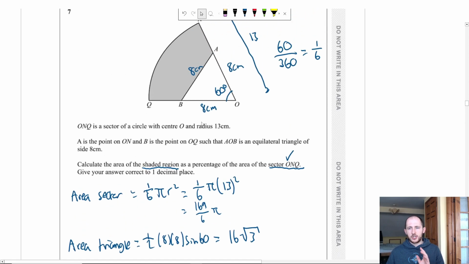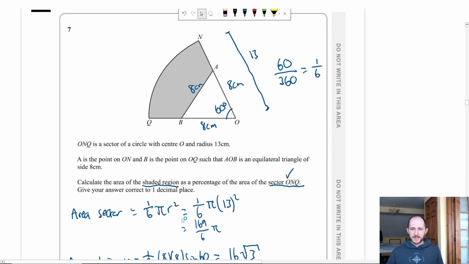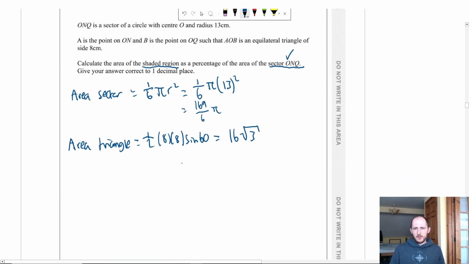So, the shaded region, again, if I look at this sector is this entire area here. So if I were to highlight it, it's all of this area. It's everything inside here. Okay? Absolutely everything. Okay? So in order to work out the area of the shaded bit, I need to get rid of the area of this triangle, right? So the shaded area, so I'm going to write area shaded, is just the area of the sector, 169 over 6.